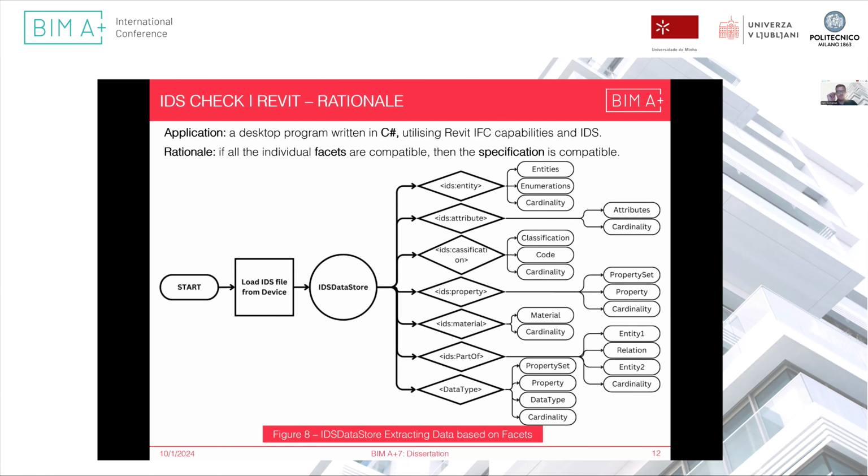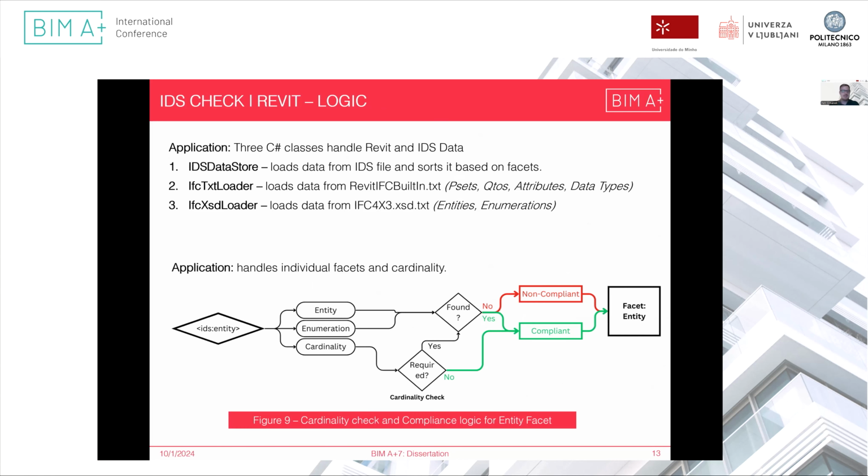This is done with a special C# class called IDS data store, which extracts data from the IDS file and breaks it down into facets, for example, the facet entity, and then proceeds even more and breaks it down into individual entities, enumerations, and cardinality. There are three key C# classes. We have IDS data store, which handles the IDS file. Then we have IFC TXT loader, which handles all the property sets, quantity sets, and attributes. And then we have IFC XSD loader, which handles all the entities and enumerations.